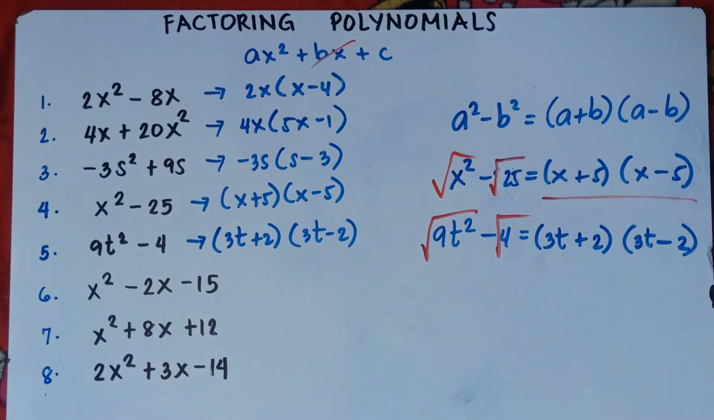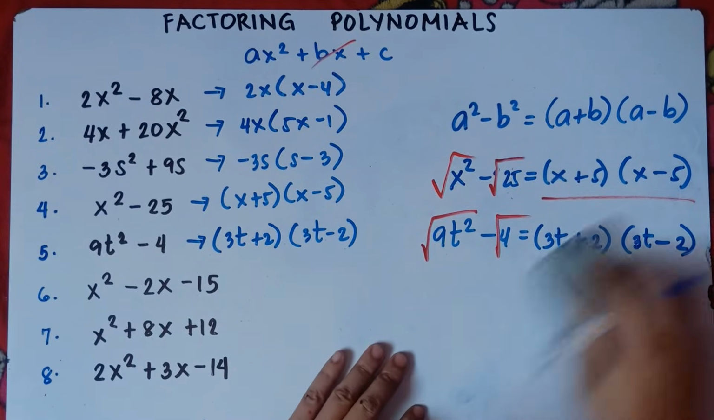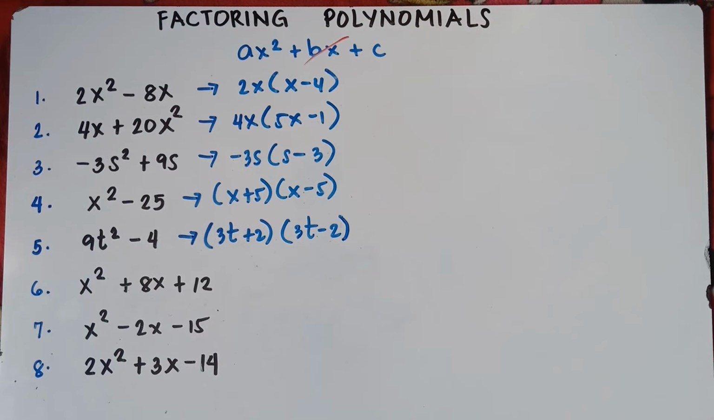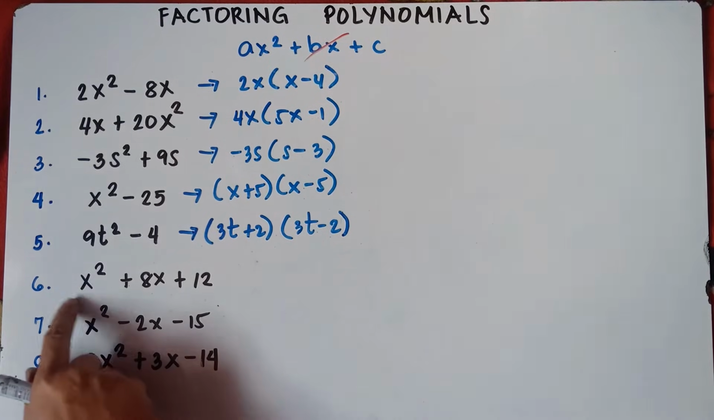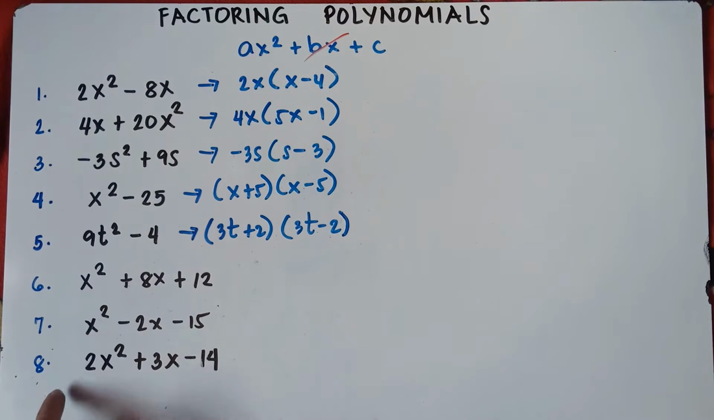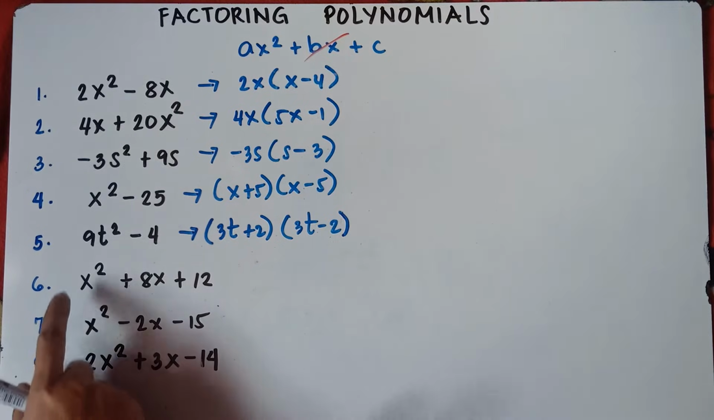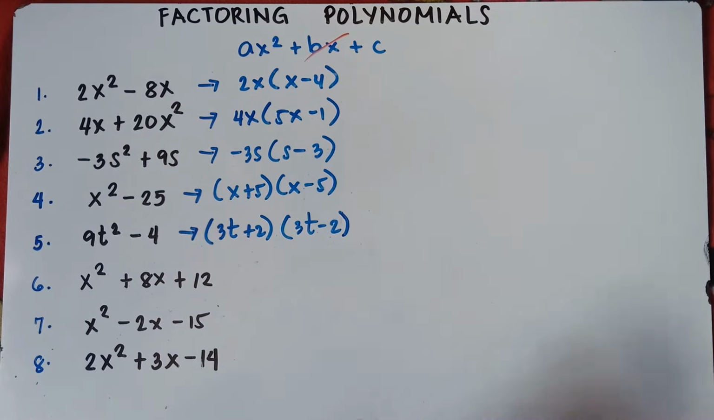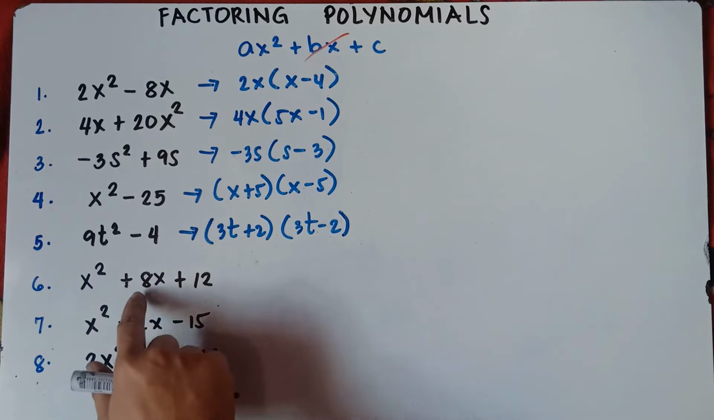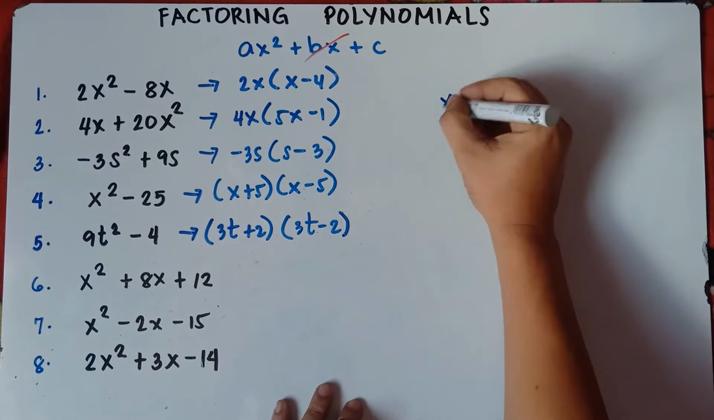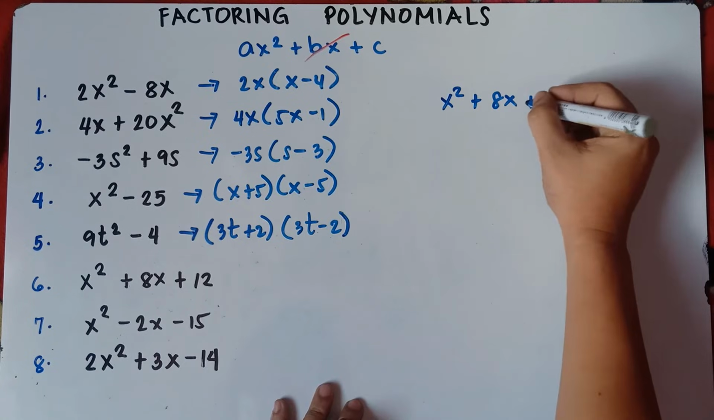Alright, so let's try number 6. So for numbers 6, 7, and 8, if you have these given three terms, the thing that you will do is look first at the quadratic term. If a is equal to 1, so for numbers 6 and 7, a is equal to 1. Now, if a is equal to 1, the thing that you will do is find two numbers that when you multiply them, you will get 12. At the same time, when you combine the two numbers, you will get 8. So let's try that. Number 6, x squared plus 8x plus 12.